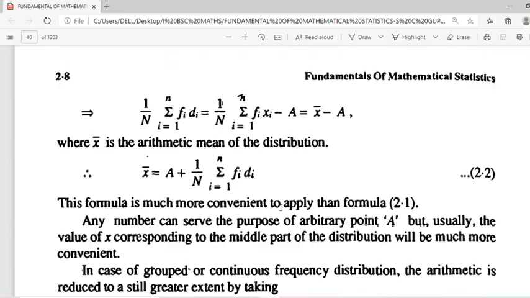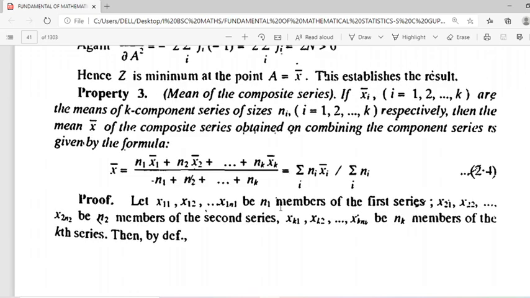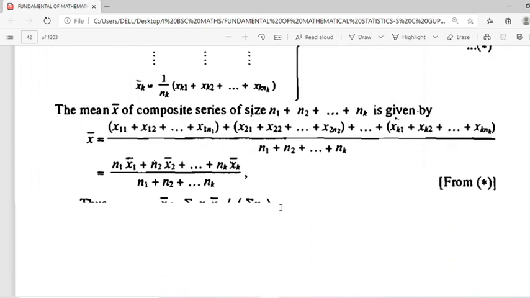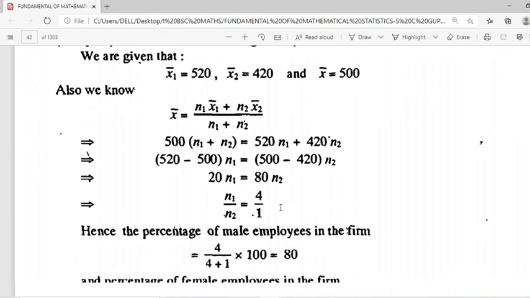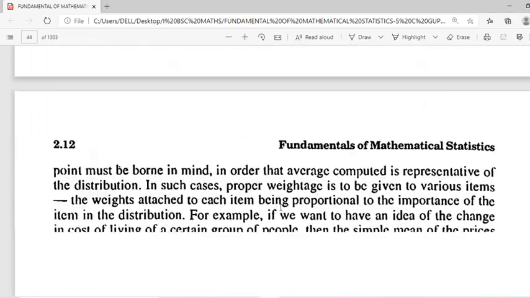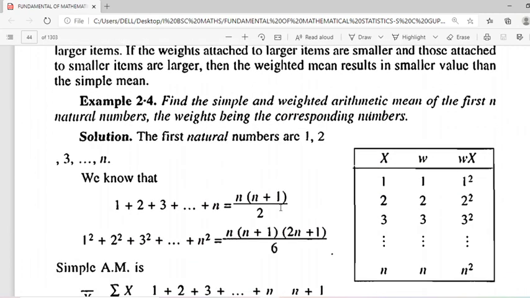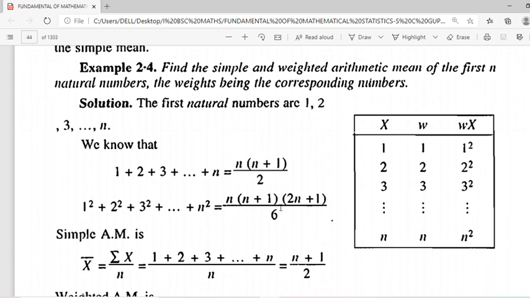Okay, I think you got the idea. We are giving weights for different observations and calculating the arithmetic mean based on that weight. Okay, this is the formula. So we will consider a typical example and you can understand the concept in detail.